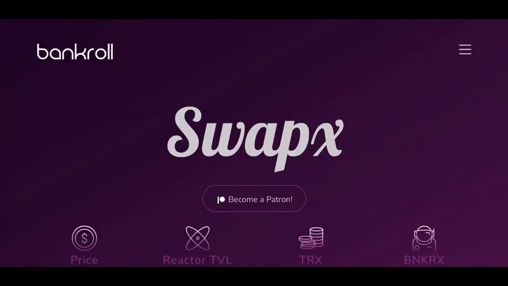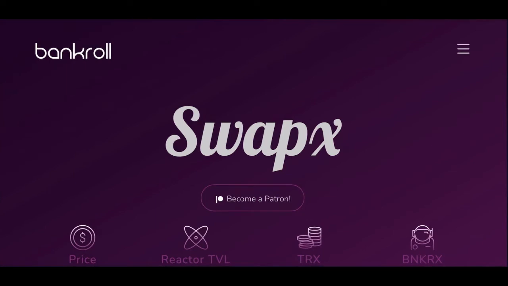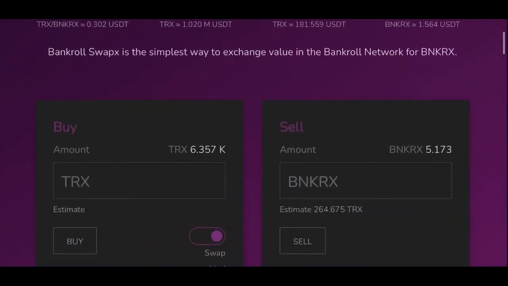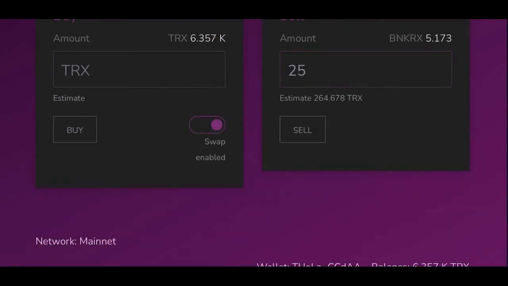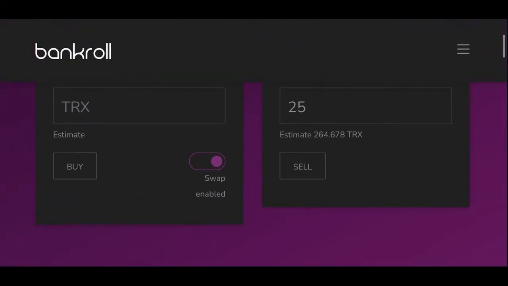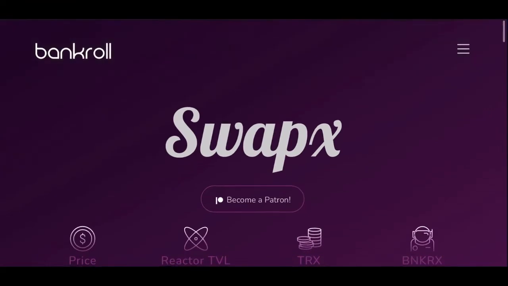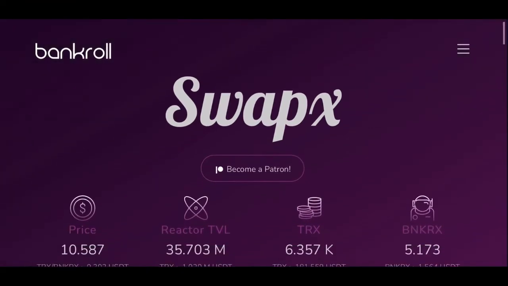So let me head over to SwapX. So over in SwapX, I will go down and see what those 25 Bnkrx were worth. So they were worth just over 264 Tron for each person. So I hope you guys enjoy that 25 Bnkrx. And as I said, put it to good use over in the Flow system.